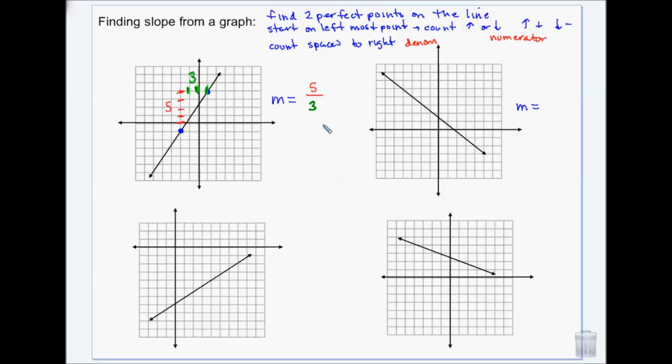What is that? What does it say? Count spaces. So here's a perfect point. They're the ones that pass exactly. So perfect points, like if you have your graph paper, right? They pass perfectly through the corners of the graph, so they're hitting that spot perfectly. So here and here.